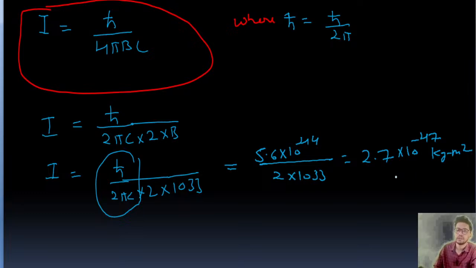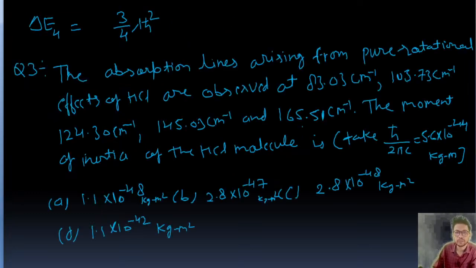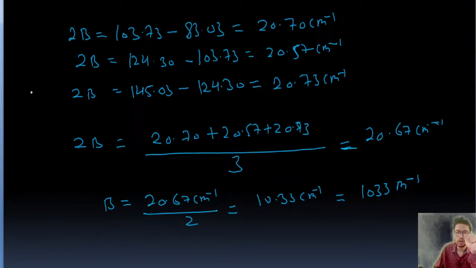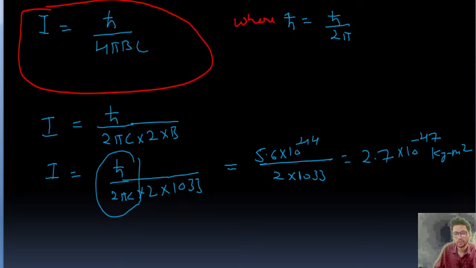This is the moment of inertia. So this is formula based, guys. You just need to find, there are different absorption lines given for pure rotational spectrum, and what we have done is we have just got the average value of 2B. Then we have a formula: I equals ħ upon 4πBc. So we have put the value of B, and ħ upon 2π value is given. We have calculated and got the answer, 2.7 into 10 to the power minus 47.